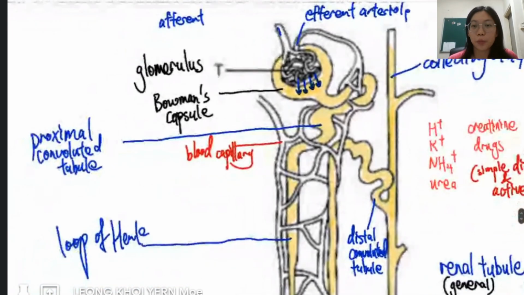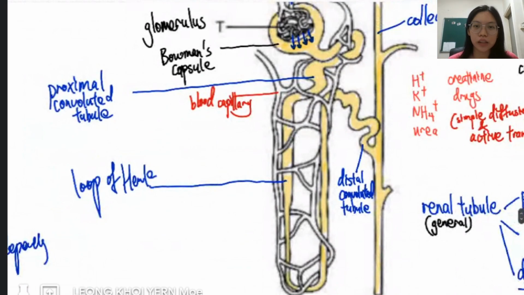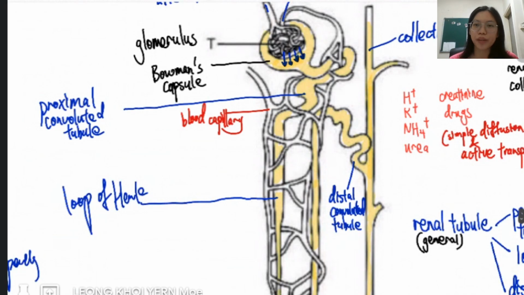After entering the Bowman capsule, you go on a roller coaster ride, which is entering your renal tubule. The renal tubule has three parts. First, you enter the start of it, the proximal convoluted tubule, followed by the loop of Henle, which is one whole loop. Last but not least is the distal convoluted tubule. These three are a renal tubule in general, but when you want to be specific, you can say proximal, loop of Henle, or distal. Then you will enter the collecting duct.